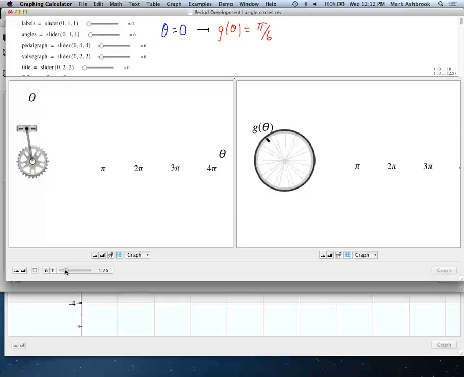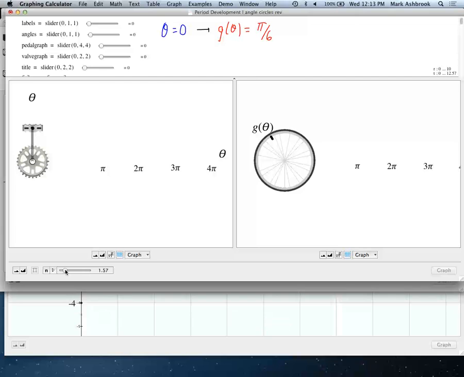what's the pedal angle now? Pi over 2, that's our quarter circle, right? What's the tire valve angle now? Or how could you find it? How could you describe how you would find it?